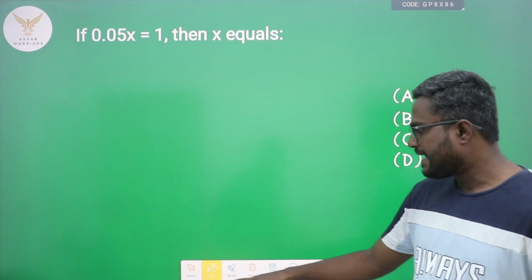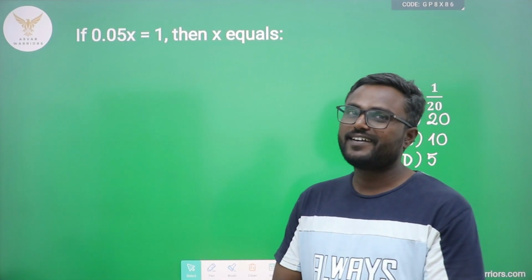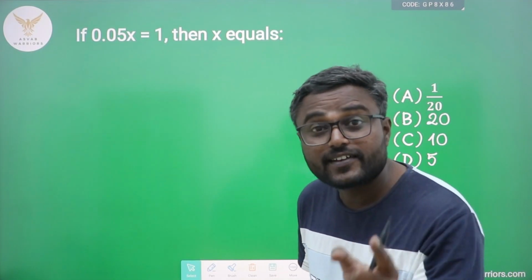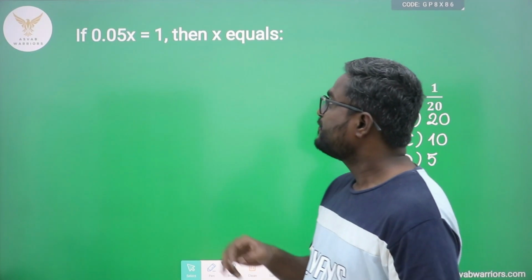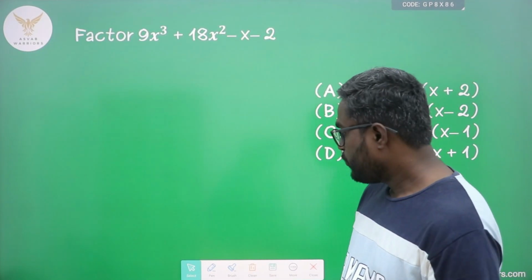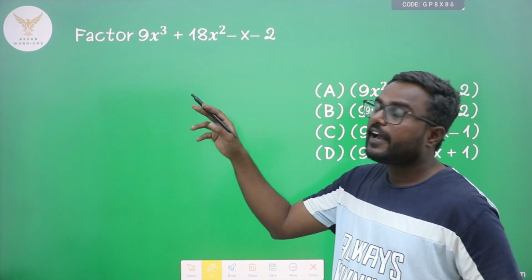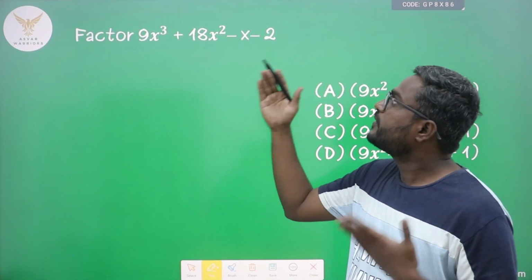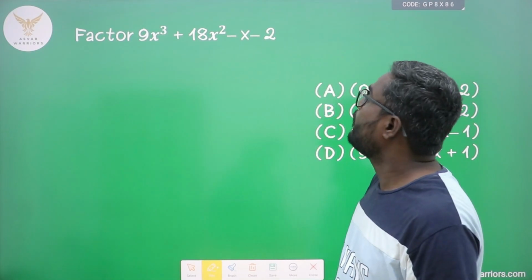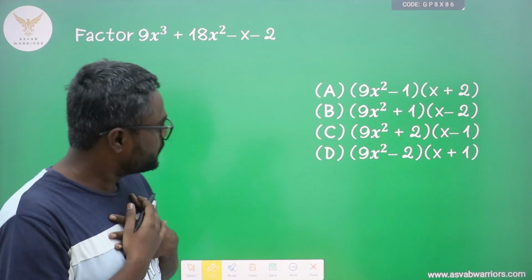Now, if you have any doubts about this particular type of question, you can let me know in the comment section. Okay, now moving on to the next question, which says factor 9x cubed plus 18x squared minus x minus 2. Oh my god, what do I do?